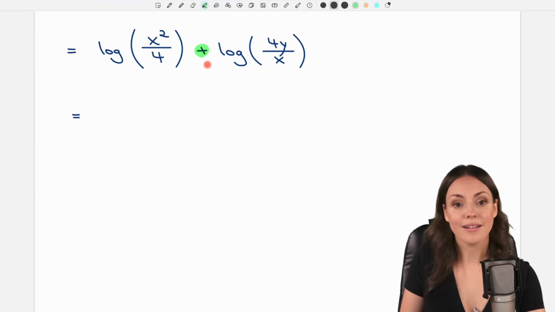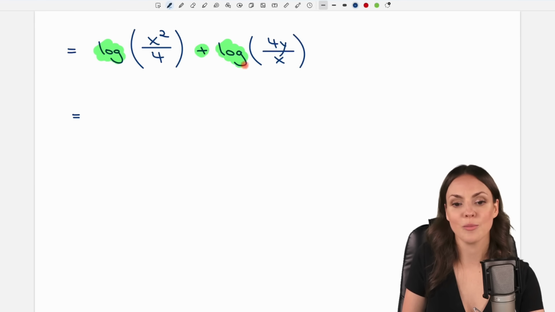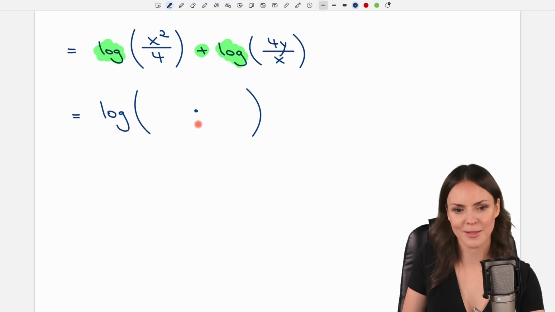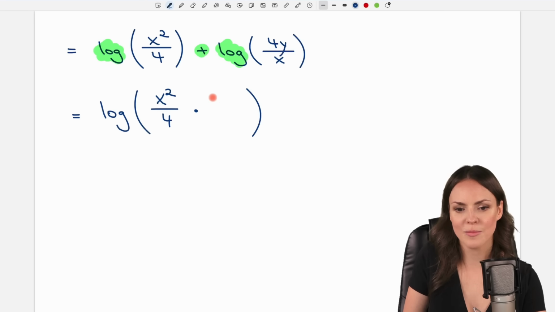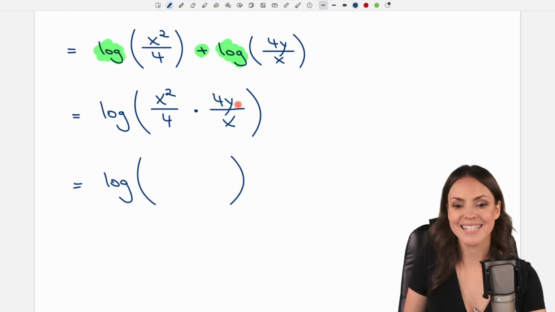What else can we do? Well, this time we have a plus between two logarithms, so the first rule tells us that we are allowed to combine this and write it as one big log. If we have a plus between them, it's going to be a product in the logarithm. We take the first thing from our first logarithm, so x squared over 4. This is going to be the first part. And the second part is going to be what was in the second logarithm, so 4y over x. And now we only have one big logarithm, so we don't do anything anymore but simplify what is in here.